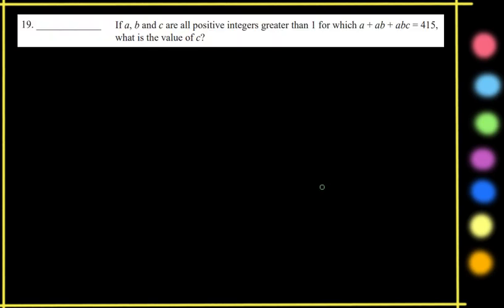Let's take a look at this one. This is number 19. Just two more problems left. This one says if a, b, and c are all positive integers greater than 1, for which a plus ab plus abc equals 415, what is the value of c? Okay, so we've got a plus ab plus abc equals 415.